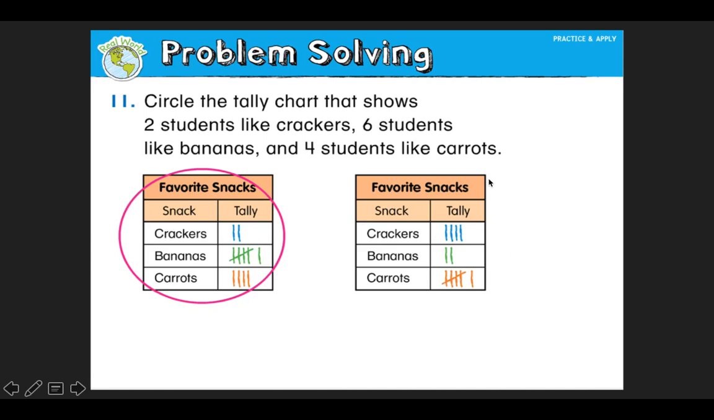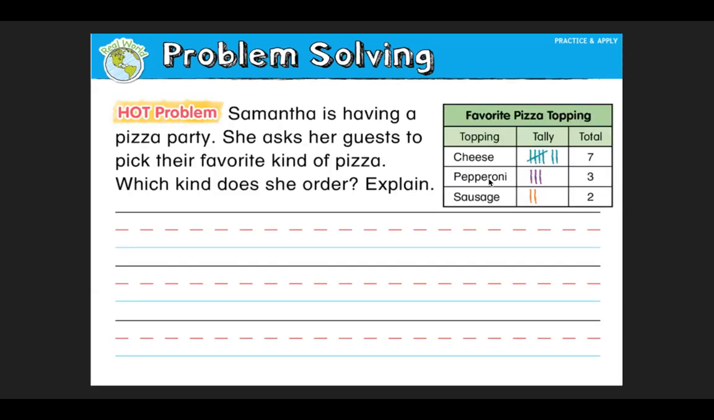All right, now let's move on to our hot problem. Follow along as I read the problem out loud. Put your finger on the first word. The first word says Samantha. Samantha is having a pizza party. She asks her guests to pick their favorite kind of pizza. Which kind does she order? Explain.